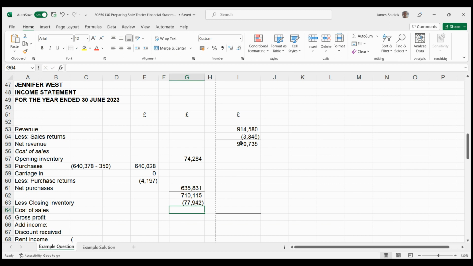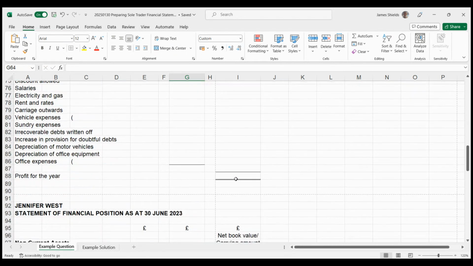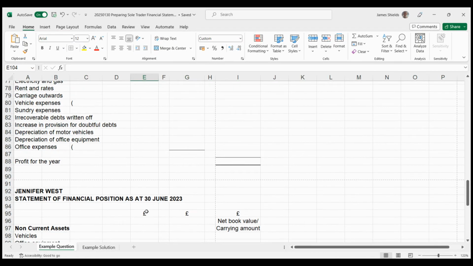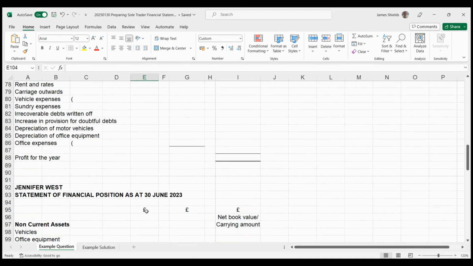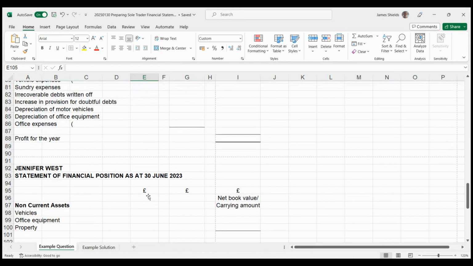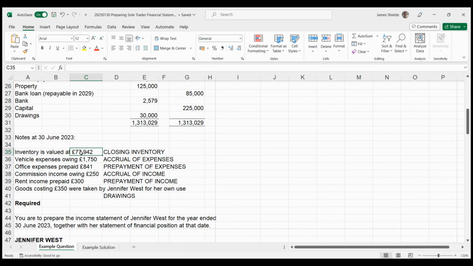Now the closing inventory also goes on your statement of financial position. So let's go down to the statement of financial position. My closing inventory is going to be 77,942. So now I've dealt with the closing inventory, so I can highlight or tick that figure off.